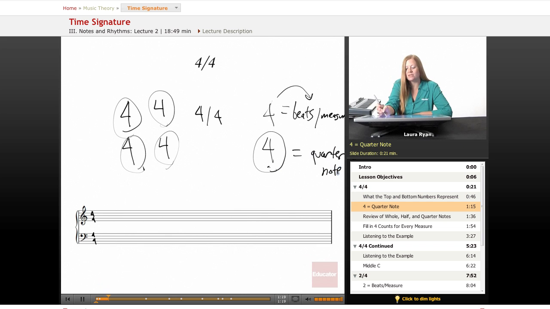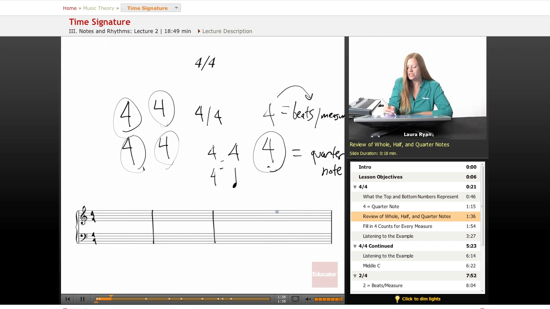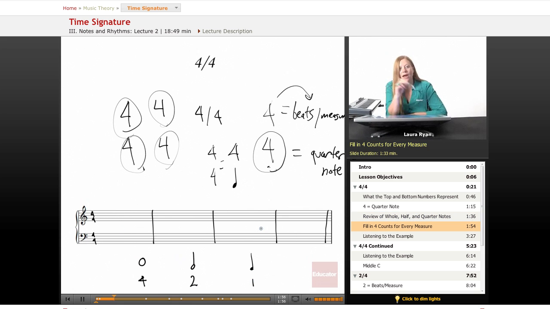Most of the time signatures in the Introduction to Music Theory classes you'll take will be 4/4, 2/4, 3/4. You could write this like this, and it would mean exactly the same thing as this: 4 quarter notes. So let's use some of our new rhythmic knowledge from our last lesson. Remember, we have whole notes, which are worth 4 counts, half notes, which are worth 2 counts, and quarter notes, which are worth 1 count. So what we need to do is fill in 4 counts for every measure.